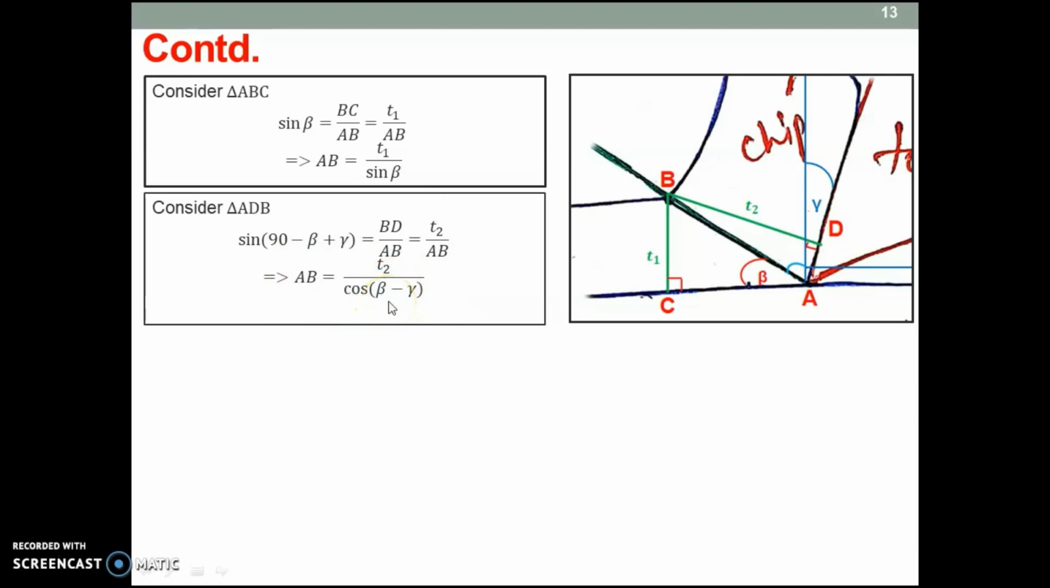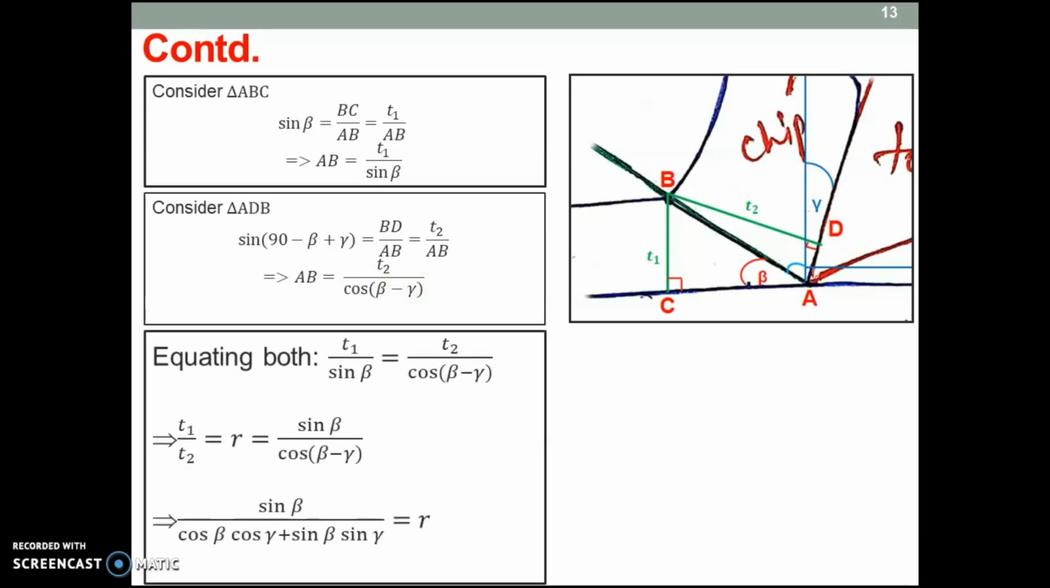So T2 by AB. Next, if we arrange, AB is T2 by cos beta minus gamma. Why is it cos beta minus gamma? Because sin 90 minus theta is cos theta. So cos beta minus gamma. So here also you will get one expression for AB, T1 by sin beta, and here also AB is T2 by cos beta minus gamma. Now if we equate both the expressions of AB, then T1 by sin beta is equal to T2 by cos beta minus gamma.